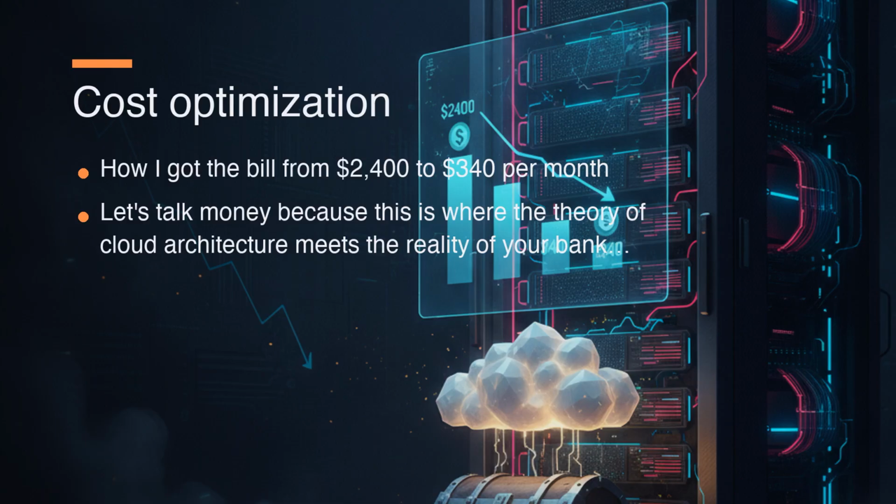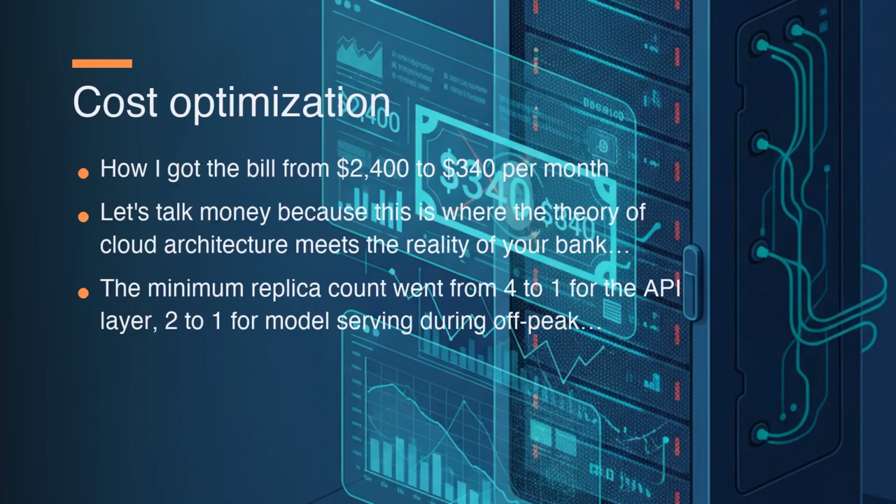Second, spot instances. For the model serving nodes, I'm using preemptible GCE instances that cost about 60 to 70% less than on-demand. Yes, they could be terminated with 30 seconds notice, but with proper graceful shutdown handling, in-flight requests complete before termination. I've been running this way for 3 months with zero user-visible impact from preemptions.